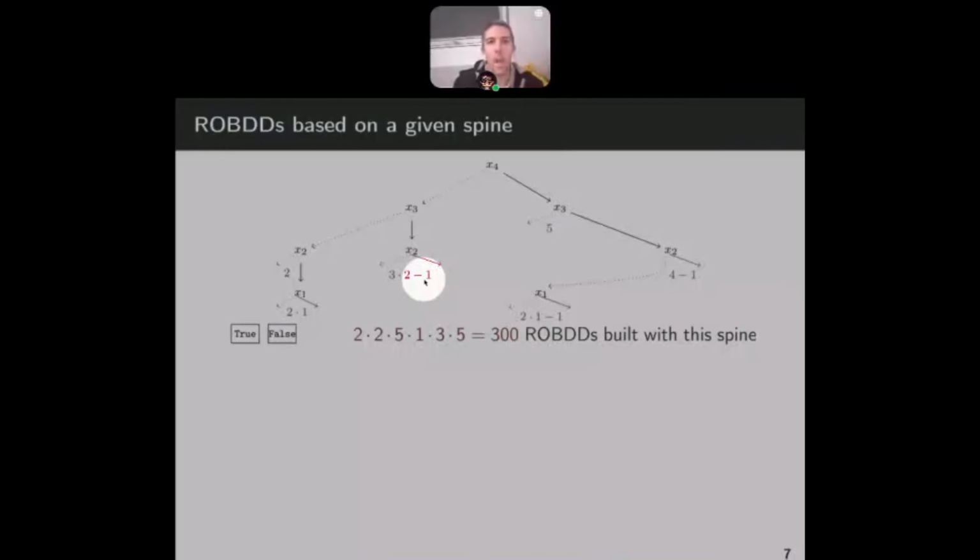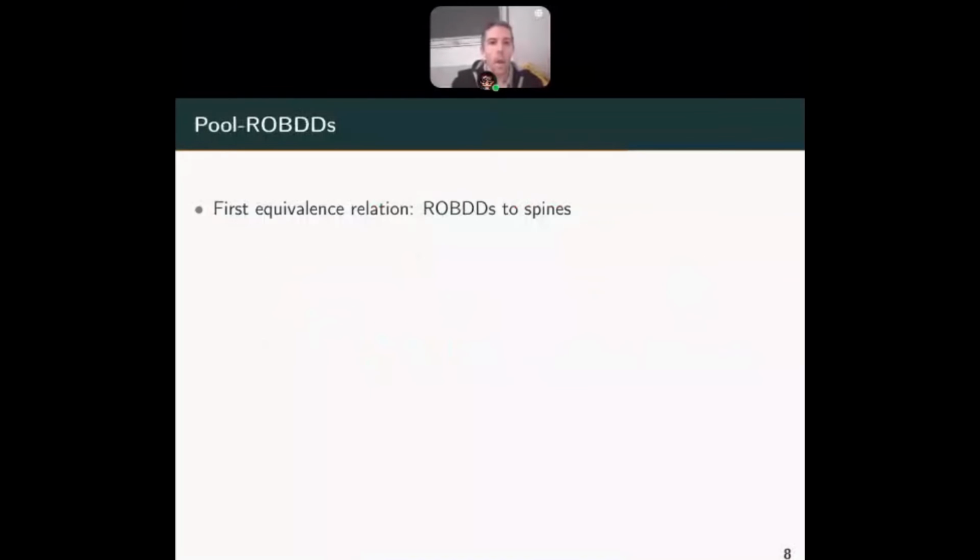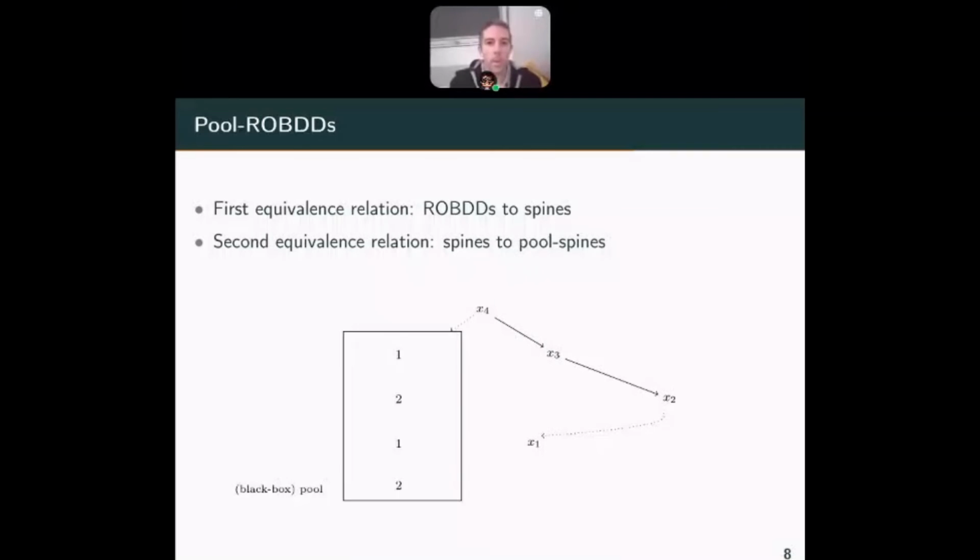Using this strategy, I can compute that the number of ROBDDs having this spine, this black spine, is exactly 300. And in fact, I can formalize this idea, and I can prove the correctness of this computation. So my first result is an equivalence relation between ROBDDs and spines that allows me to count the number of functions.